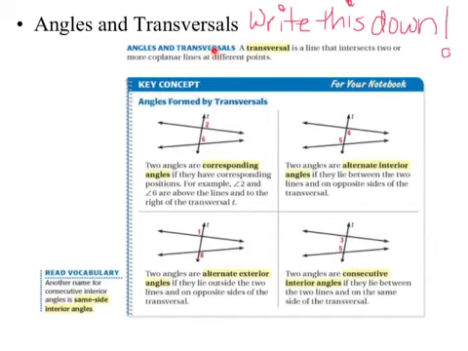Okay, first we have a transversal. A transversal is a line that intersects two or more coplanar lines at different points. So I have two lines that are coplanar and a line that cuts them. Okay, so this is a transversal, the T. These are all transversals. It intersects two or more coplanar lines at different points.